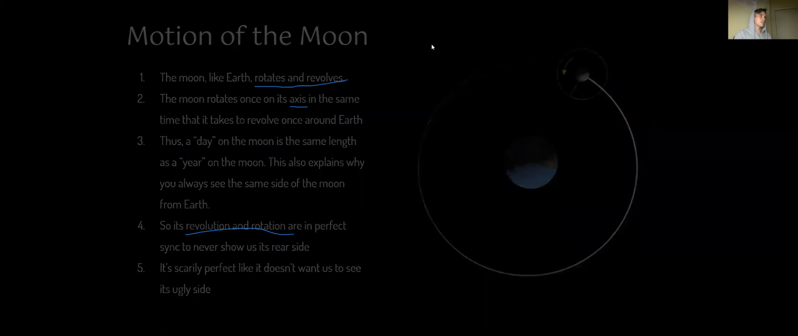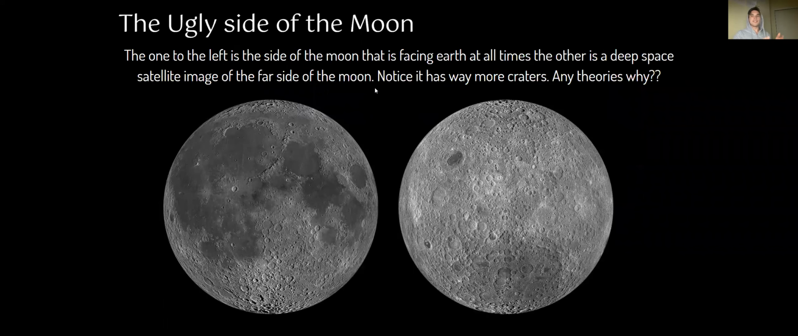All right, we gotta go next slide. Pop, clear all drawings. All right, and then this leads us to the dark side or the ugly side of the moon. And it's like, yeah, I would say in the last slide it says it's almost ugly. So that's why it's hiding from us, because the other side is ugly.